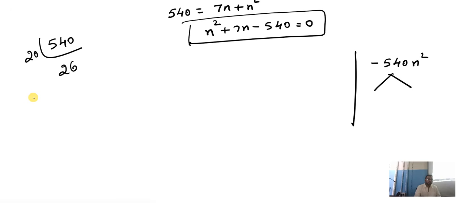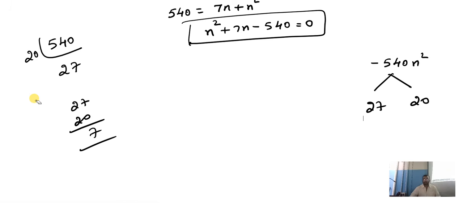27. 2 sevens are 14. 140. 20 and 27 we got. 27 minus 20 is 7. So we can write 27 and 20 are our factors.